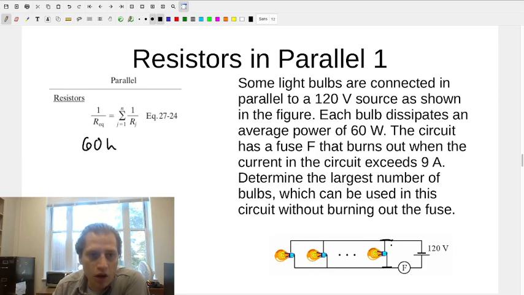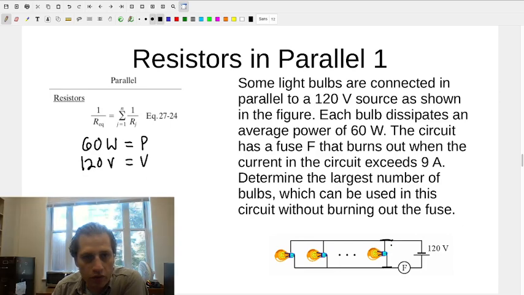We had 60 watts as the power and 120 volts as the voltage, and we know that P equals I times V. Then we went ahead and used V equals IR and put in V over R for the I to get that P equals V squared over R.